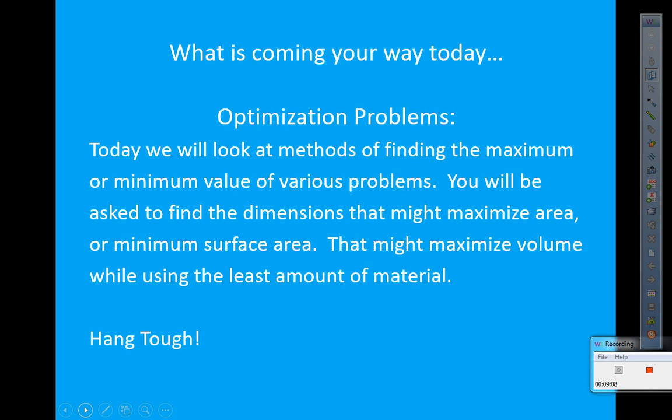Today we'll look at methods of finding the maximum or minimum values of various problems, hence the word optimization. You'll be asked to find the dimensions that might maximize the area, maximize the surface area, minimize the surface area. A lot of times you'll try to maximize the volume, but you want to use the least amount of material to make that package. That's where we're going to go today.